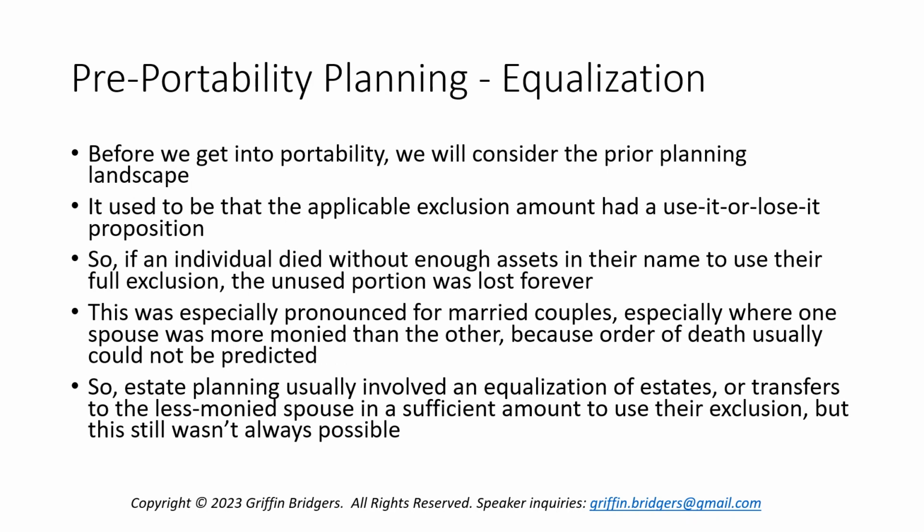But that still wasn't always possible depending on a couple's net worth and their asset mix, and possibly even some other related state law issues. But assuming you could achieve this with a perfect equalization, it meant that regardless of order of death, you could make sure that the unused exclusion of the first spouse to die was maximized.